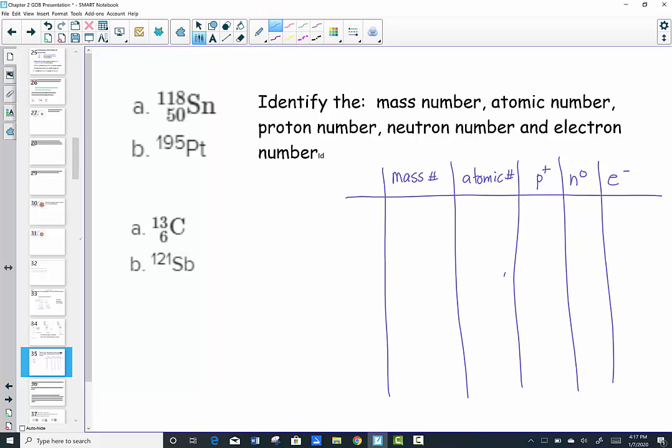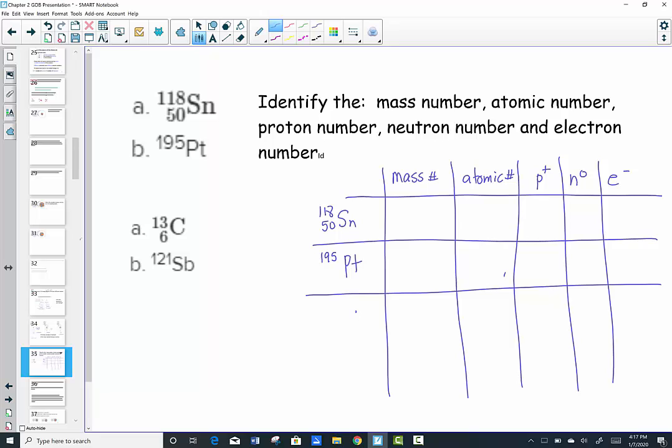The first example is Sn 118 over 50. The second example is Pt, all I see is 195. We'll come back to that. The next one is carbon 13 over 6. And then finally antimony, Sb 121.